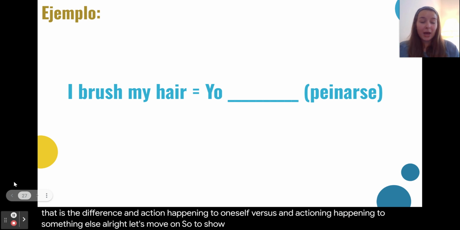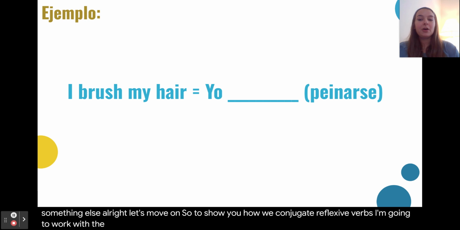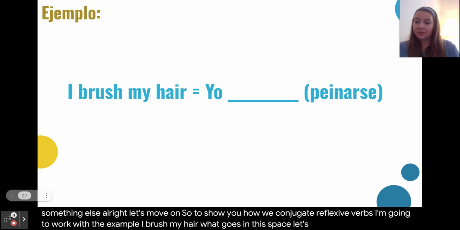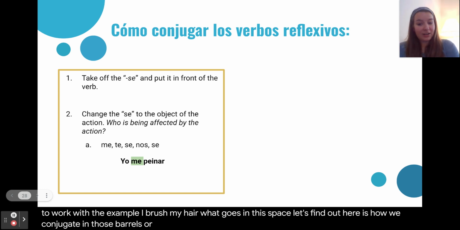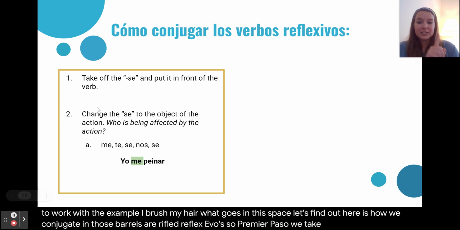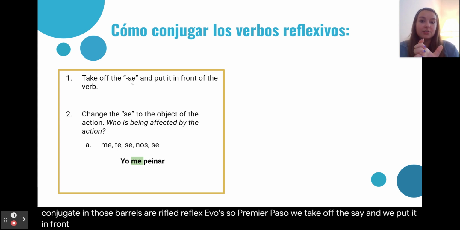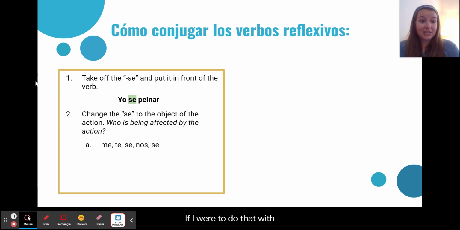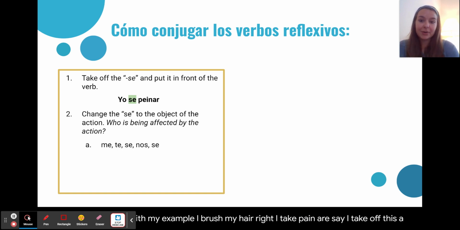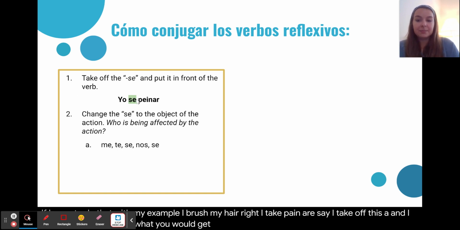So to show you how we conjugate reflexive verbs, I'm going to work with the example, I brush my hair. What goes in this space? Let's find out. Here is how we conjugate los verbos reflexivos. So, el primer paso, we take off the se and we put it in front of the verb. And so if I were to do that with my example, I brush my hair, right? I take peinarse, I take off the se, and I put it in front. And this is what you would get.